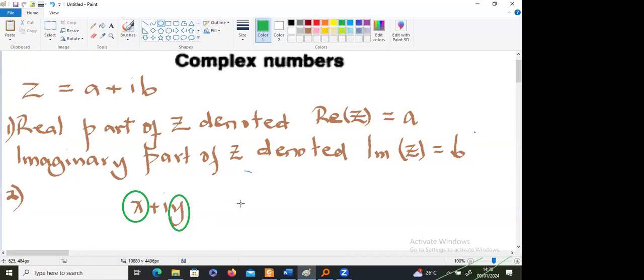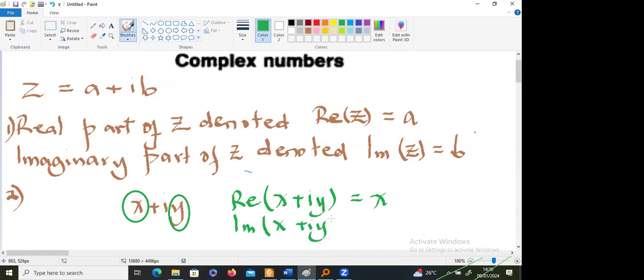So when Z is a plus ib, and for Z is x plus iy, it means that the real part of this complex number x plus iy, which we denote as Re, is the x, and then the imaginary part for that x plus iy, which is shown to us by the fact that it is the i part, is the y. That is important for you to take note of.